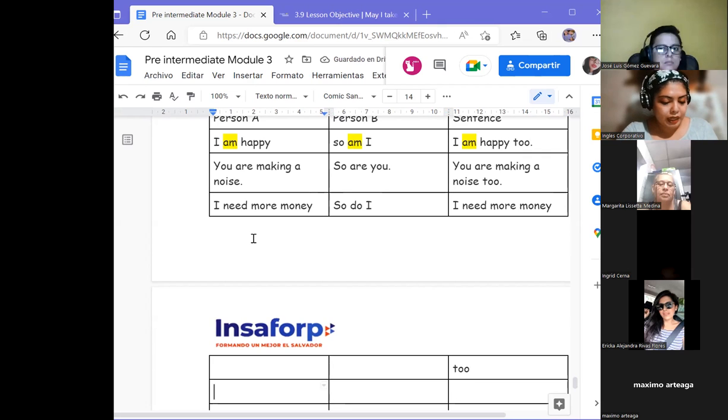Then we have another example, and it says, Steve likes pizza. And in this case, again, we are using a present simple. And we are going to use the auxiliary do. In this case, we are going to change because we are going to use another subject. So, does Mary. And in the next sentence, we have Mary likes pizza too.